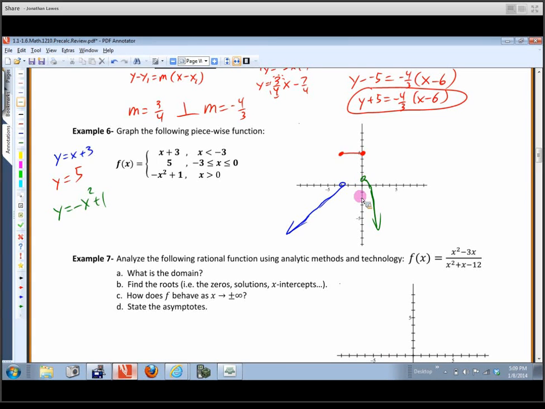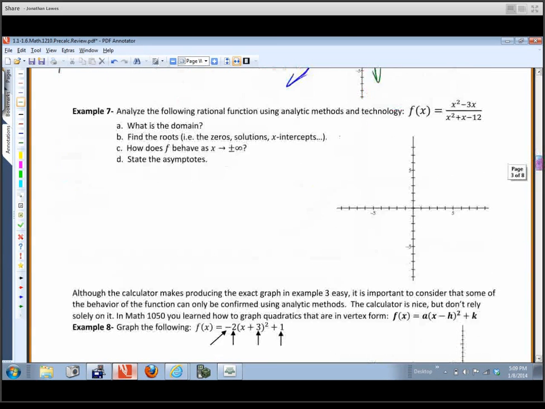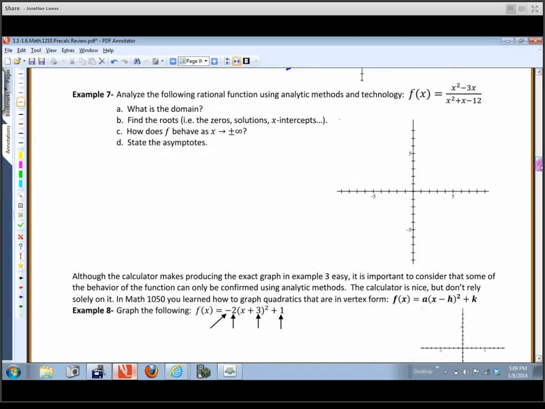So the last thing I want to do before we finish here, and I let you work on this on your own a little bit, or go on to the next couple videos, is we want to think about how to graph a rational function. These tend to be fairly difficult for most people. So the first thing we want to do is we want to figure out what the domain is. And it says, analyze the following rational function. That means figure out everything important about it using analytic methods or technology. And we'll use a calculator just to double check our answer.